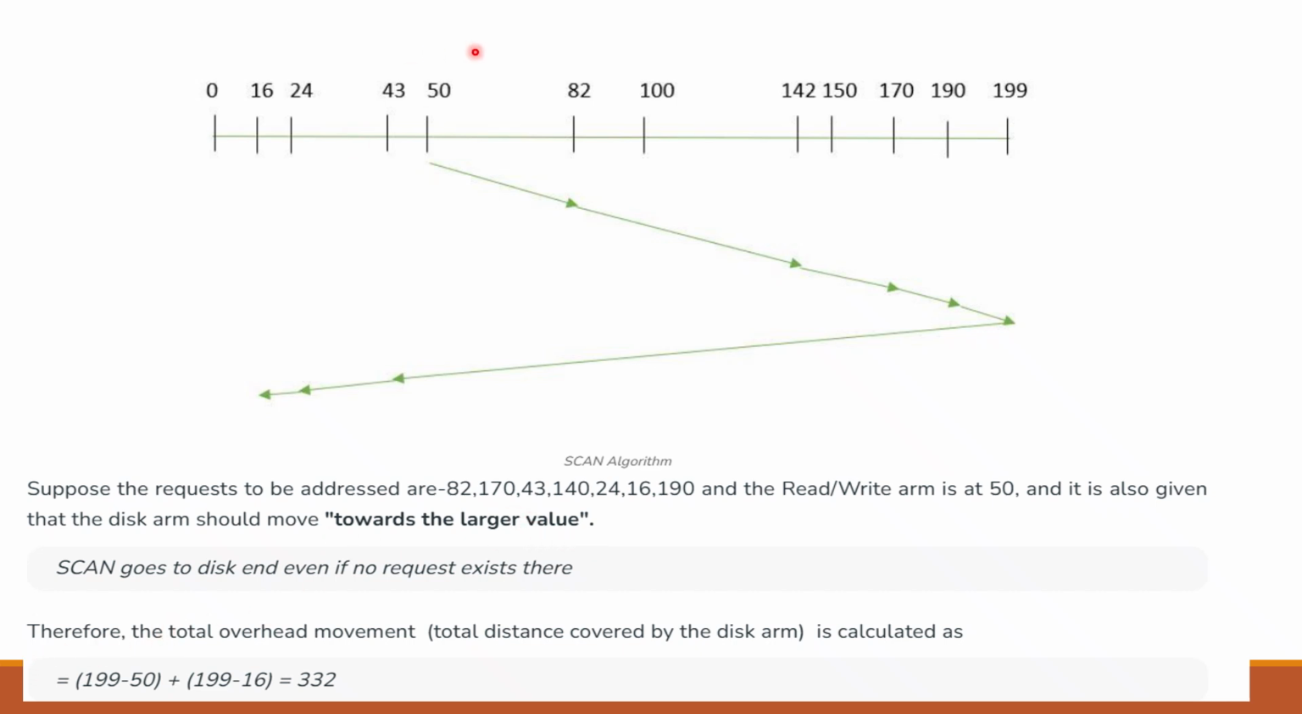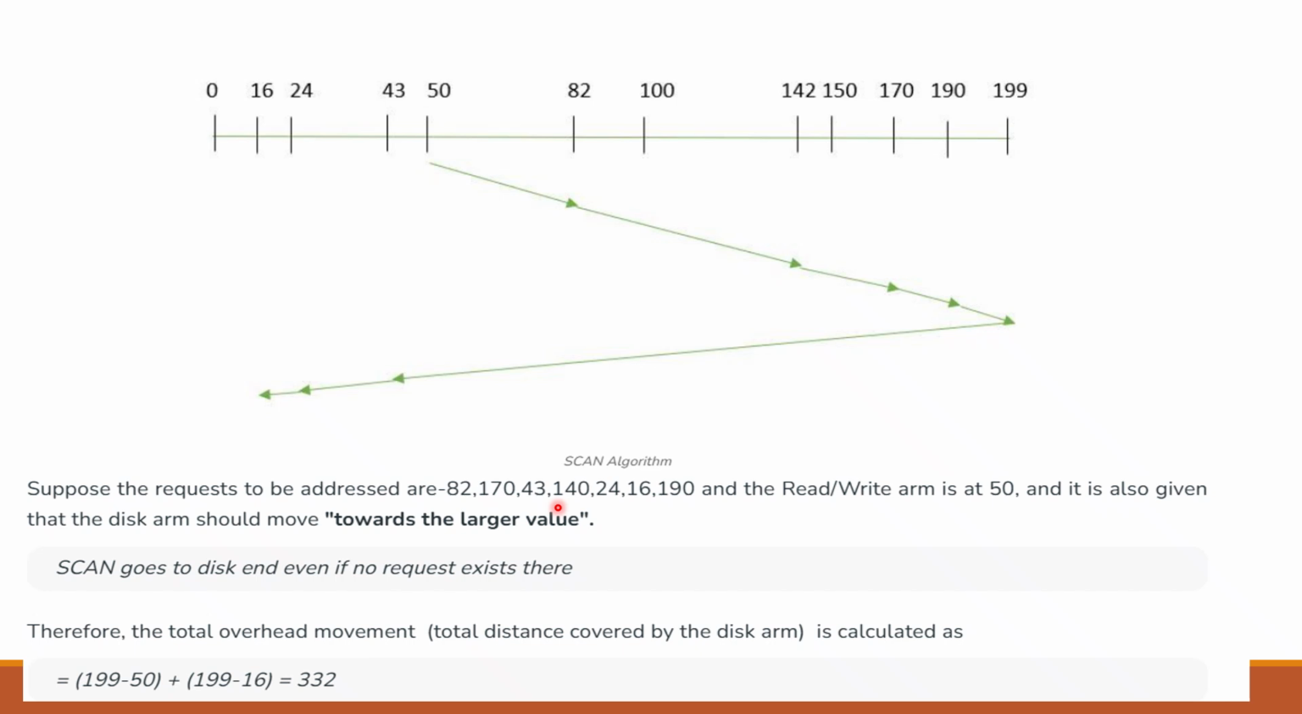So first our arm is at position 50. So it moves next to 82. After 82, it goes to 140. After 140, it goes to 170. After 170, it will be going to 190 and it reaches the end, which is 199. After it reaches the edge, it will be reversing its direction and move towards the next value. So 43 will be next value.